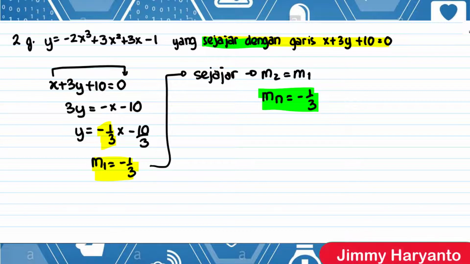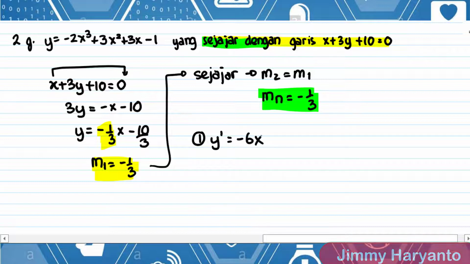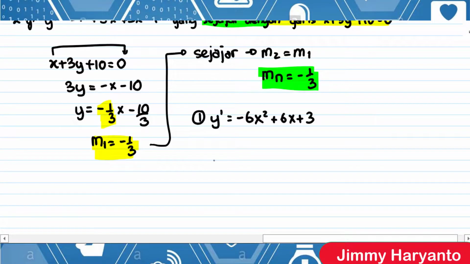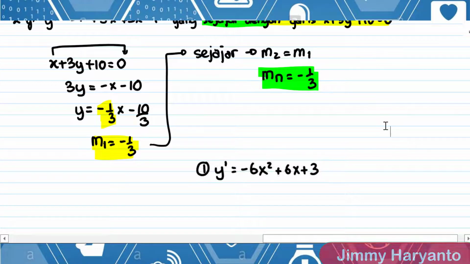After that, we have to reverse the steps to find the coordinate of the point. So, the first step is y-accent equals to negative 6x squared plus 6x plus 3. I got this from the curve. Yeah, you differentiate the curve, it will become like this. And then the gradient of the, oh no, we cannot do this one first. We have to find the gradient of the tangent first, yeah. So the gradient of the tangent equals to negative 1 over the gradient of the normal. So negative 1 over negative 1 over 3, so it will be 3.